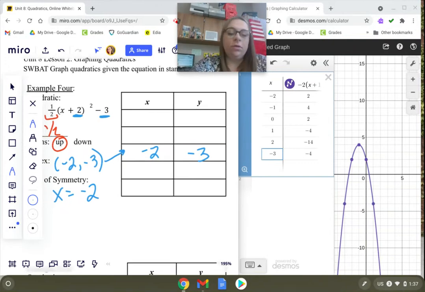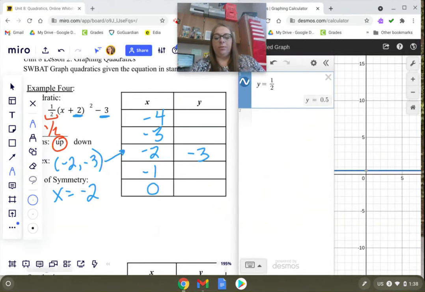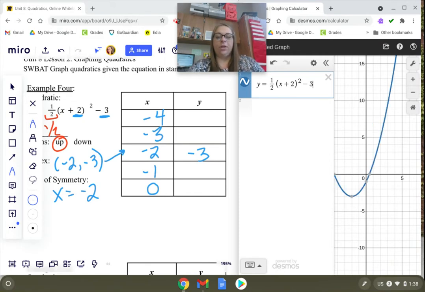So I got negative 2. 1 more than that would be negative 1. 1 more than that would be 0. And then let's go the other way. So negative 3, negative 4. So now we can go ahead and take that quadratic and type it in. So y equals 1/2, and then parentheses x plus 2 squared minus 3.